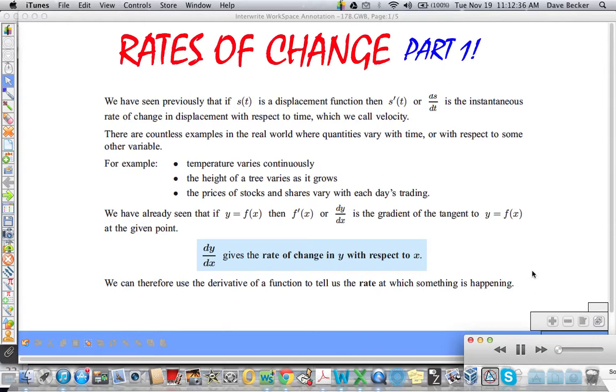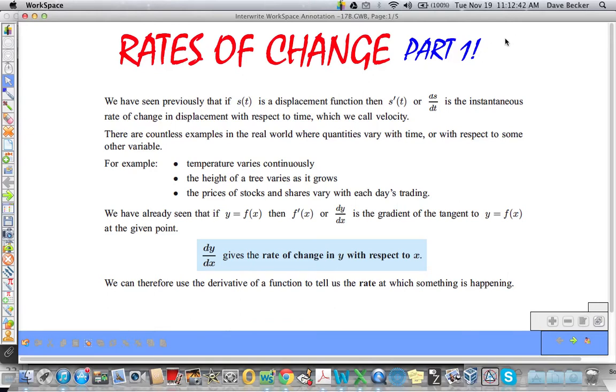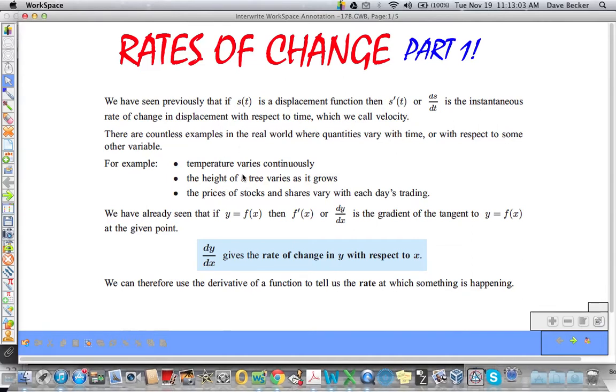That's right. And today we are talking about rates of change, which is the whole point, for the most part, of the derivative. So, getting into some cool applications. We have already talked about that with displacement. The derivative of it is the instantaneous rate of change of the displacement, which is the velocity. And it gives some good examples here as to where we might use this. And that would be with temperature, height of a tree, or anything that grows.